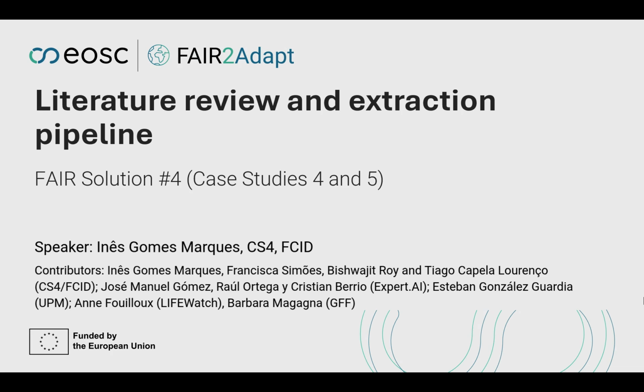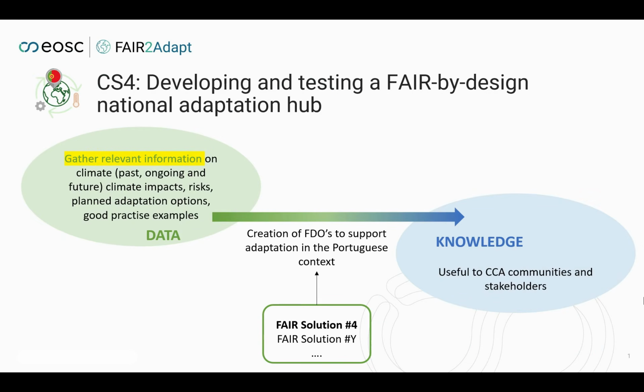This is FAIR solution number 4, based on case studies 4 and 5, which is an AI-assisted literature review and extraction pipeline. So, a lot of contributors. I'm just the one presenting, but mostly technical partners did the work, of course. Just to give an overview for those of you who don't know our case study: case study number 4 is about developing and testing a FAIR-by-design National Adaptation Hub.